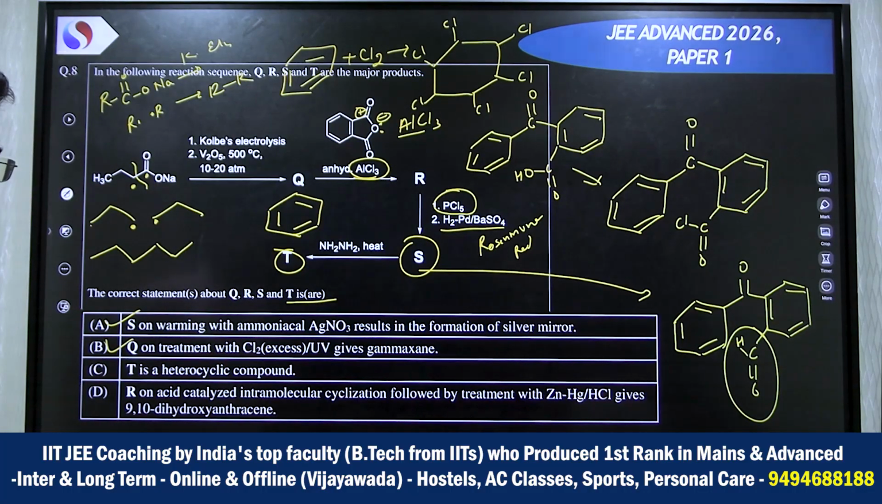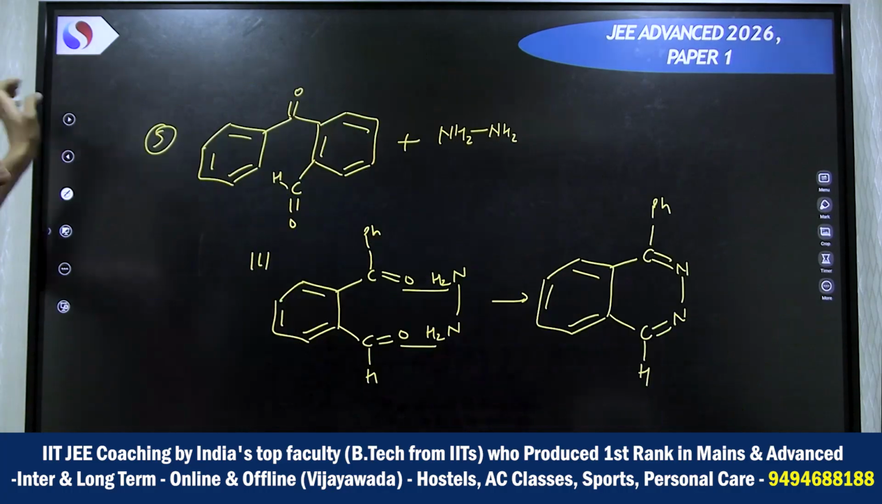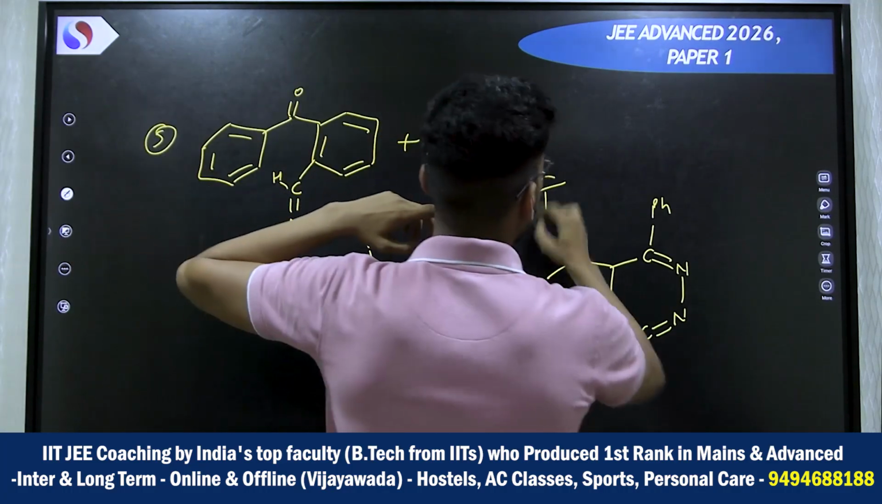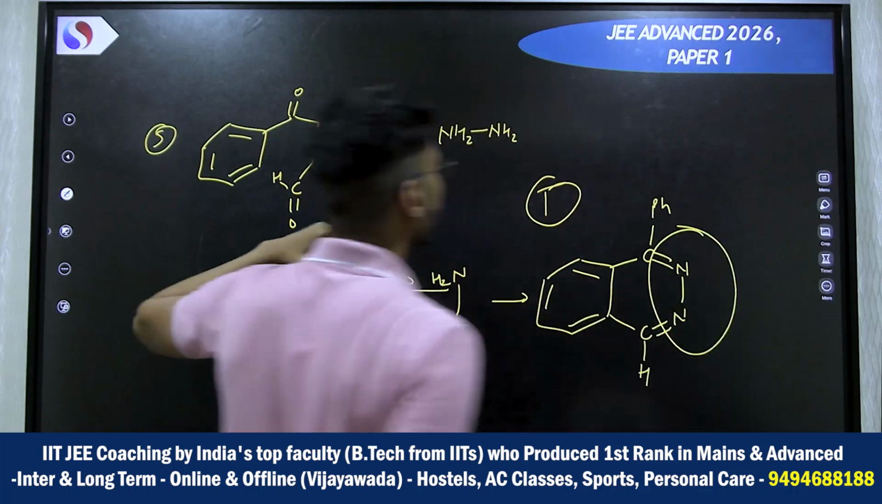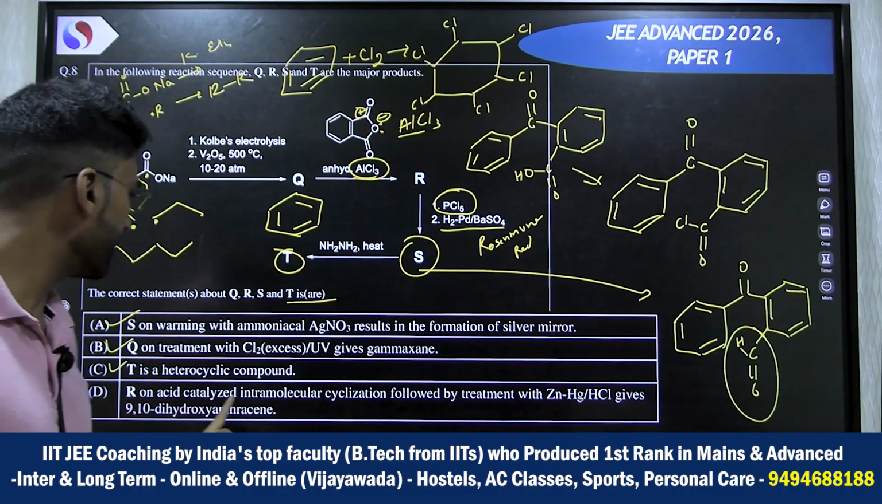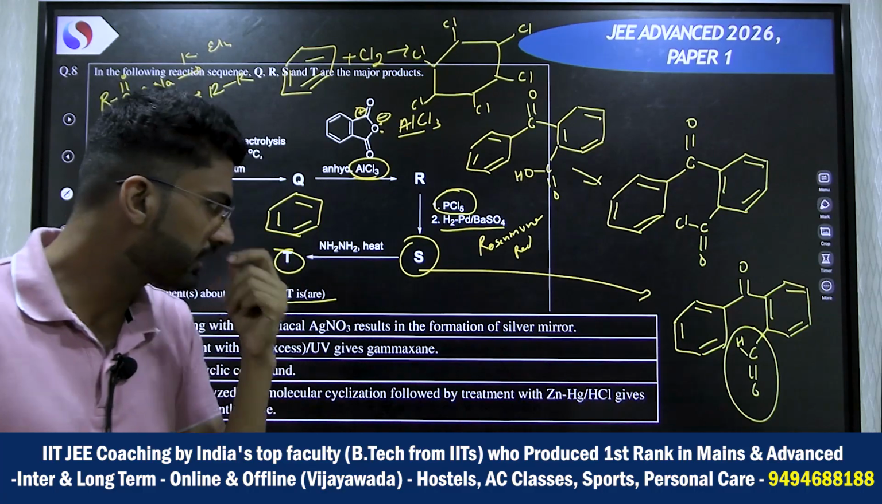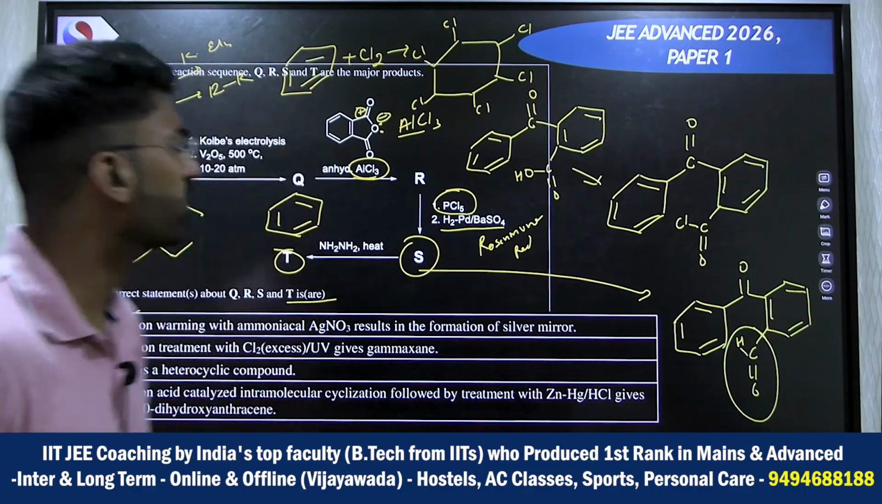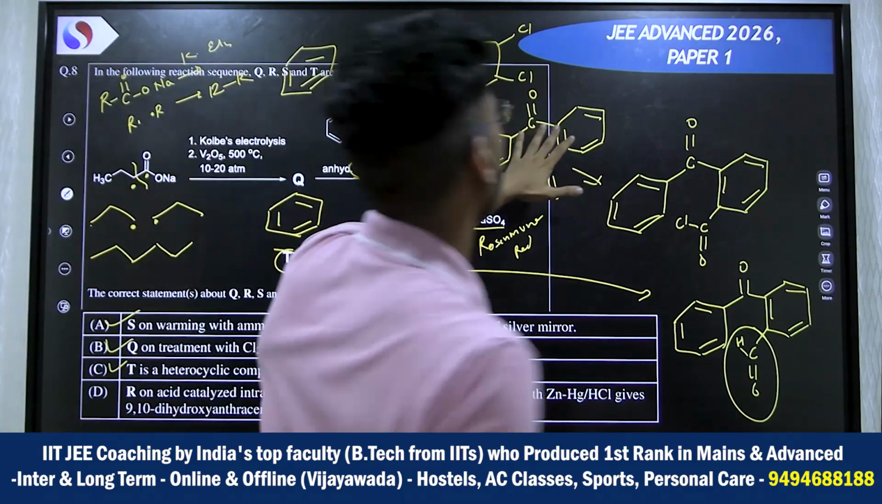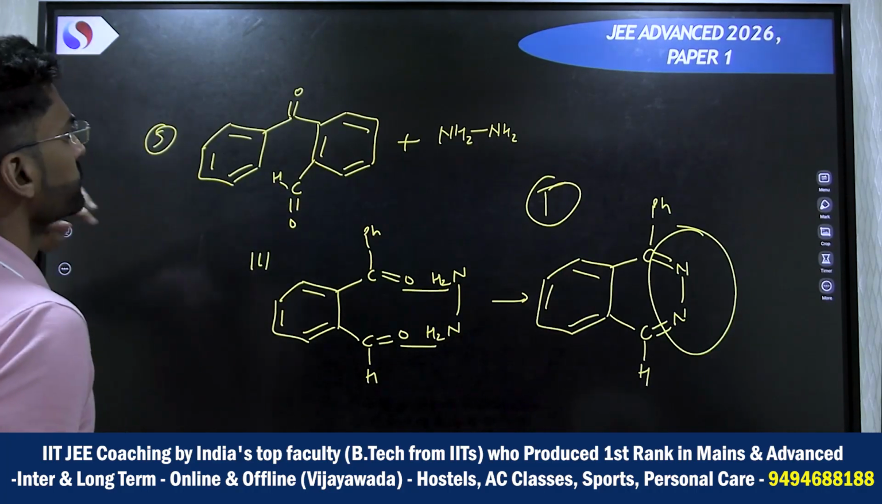T is a heterocyclic compound. Where is my T? Okay, T is on another page. So this is T. Is it heterocyclic? Yes, it is a heterocyclic compound. So option C is also correct. Now for R, they are saying R on acid catalyzed intramolecular cyclization, followed by treatment with zinc mercury and HCl. So what is R here? This one.